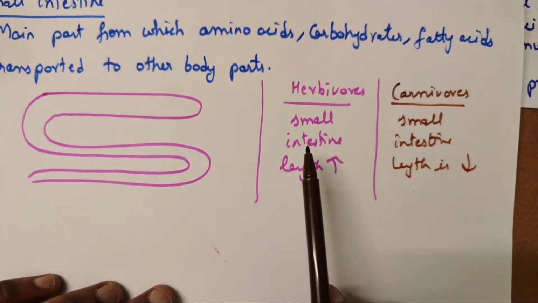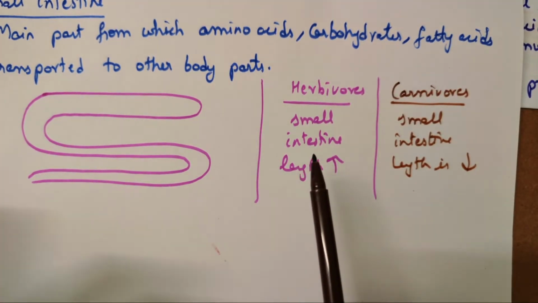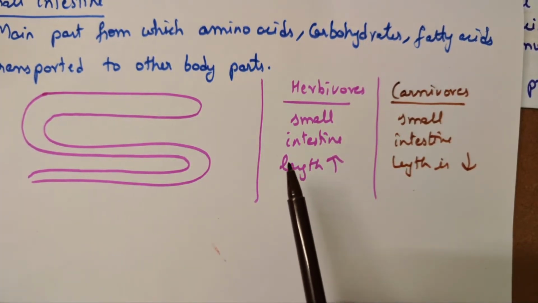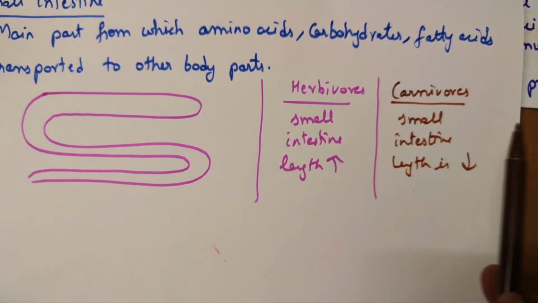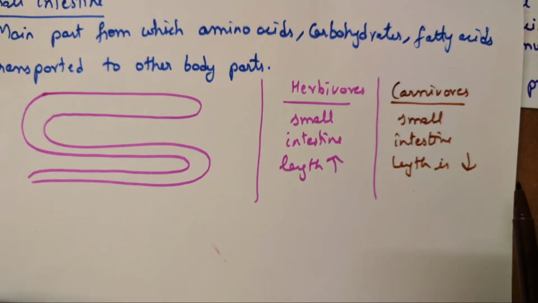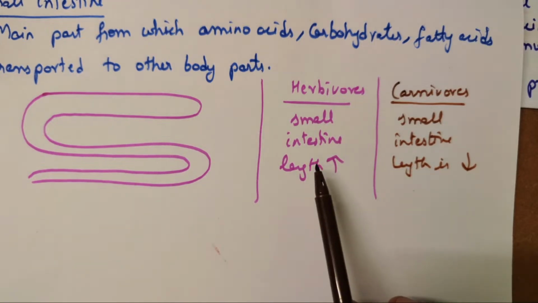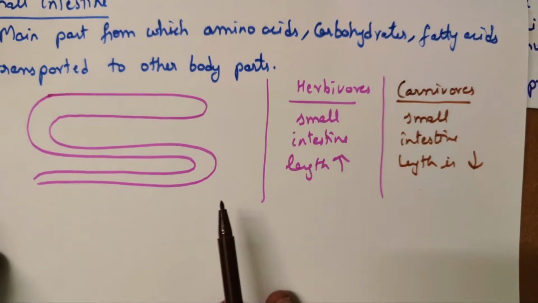Whereas herbivores take food directly from plants, so it requires more energy or more process to convert that plant food to the required energy form. Conversion from animal food to the energy form is easy. So that's why carnivores have a small intestine of less length, whereas for herbivores the small intestine is of larger length.